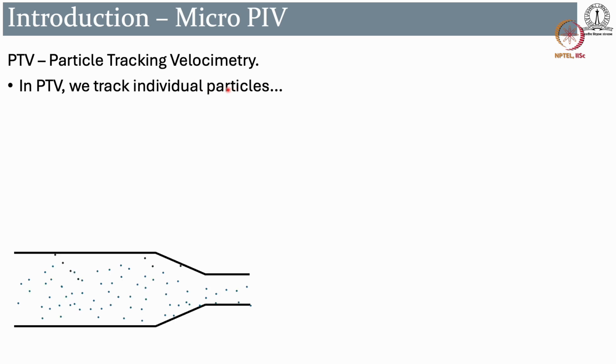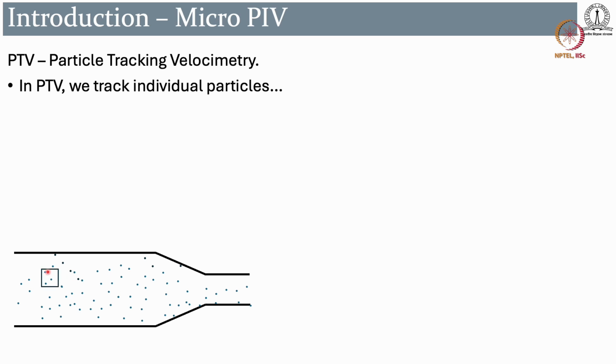As you can imagine, if you have a channel, you put some particles inside it, and now you try to track these particles. However, again, these particles should not behave on their own. They should faithfully follow the flow, and only then will they be able to give you accurate data of the flow. So you take single particles as seen here, and you start tracking them in time.